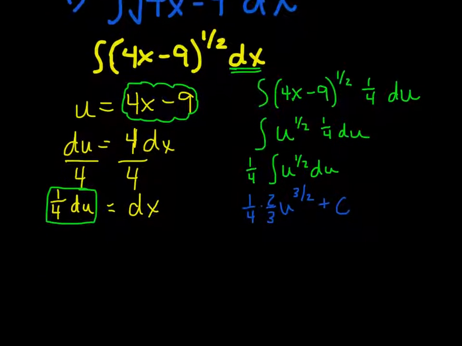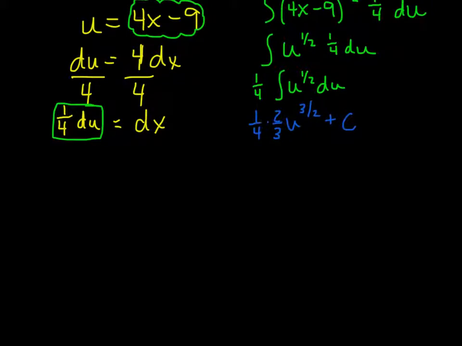Okay, so now we can go ahead and clean that up and finish our last step. If I clean this up, that would be 2/12, which of course is 1/6 u to the 3/2 plus c. All right, so last step, it said, was to substitute back in my expression in place of u.